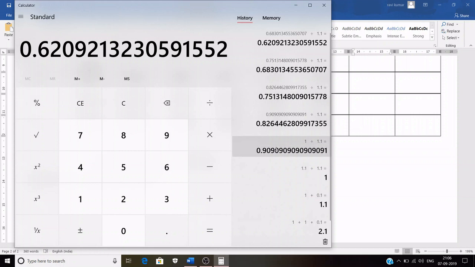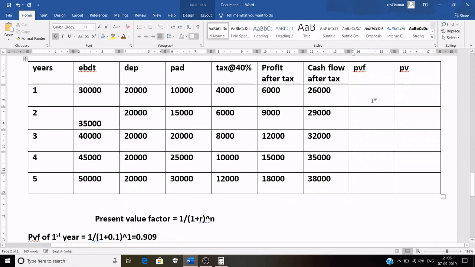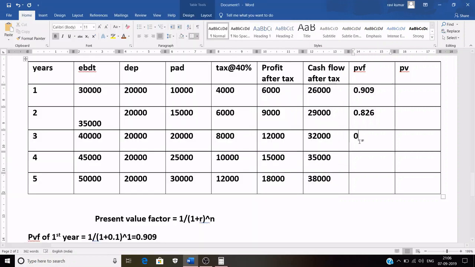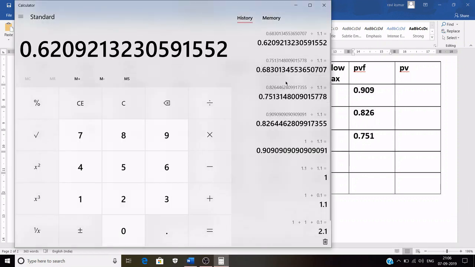So we'll simply write down the present value factor of each year here. First year is 0.909, that I have already written down here. Second year is 0.8264, so our second year present value factor is 0.826. Now our third year is 0.751. Our fourth year is 0.68301. We will take only 3 places, so 0.683.